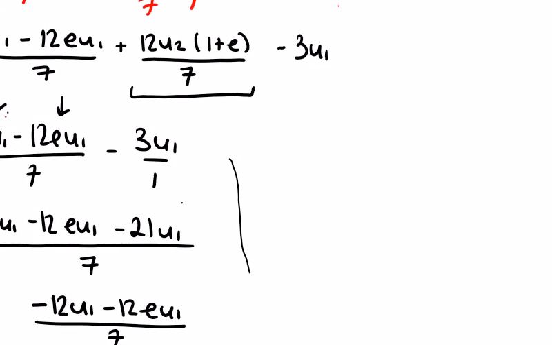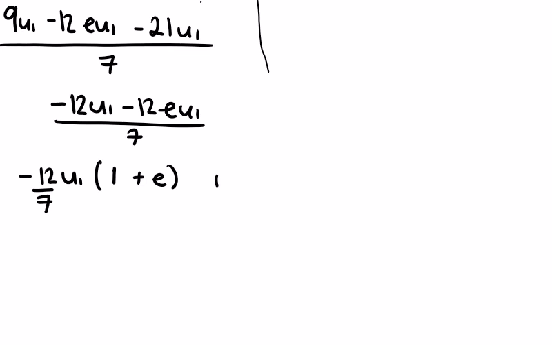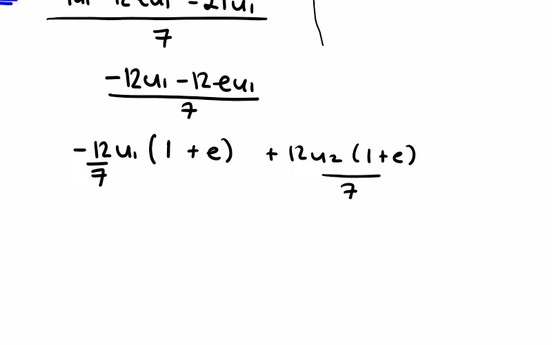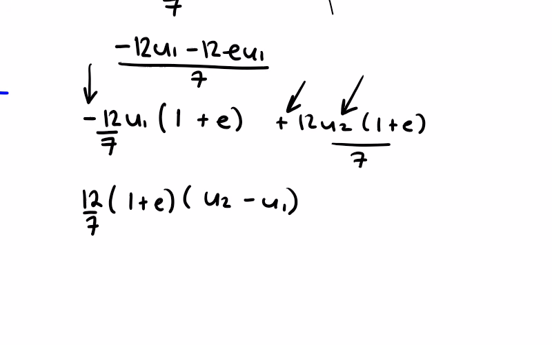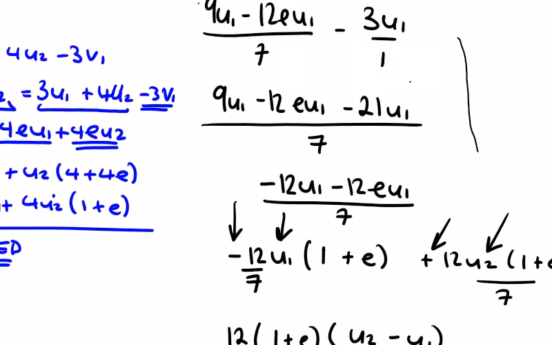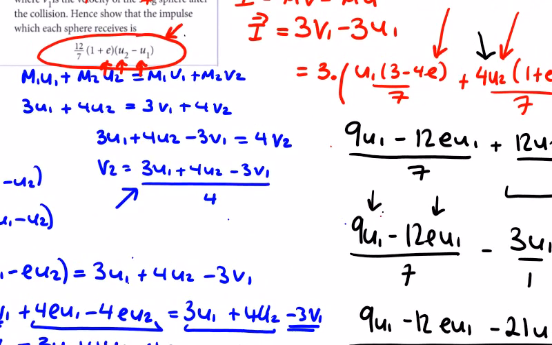And then if I bring this expression down, what do we have? 12u2 times (1 plus e) over 7 plus 12u2 times (1 plus e) over 7. So what can I factor out here? I can bring out 12 over 7 times (1 plus e). Both expressions have that. And then I need to multiply that by (u2 minus u1). The plus here is plus u2 and the minus is minus u1. So that 12 over 7 is definitely the same as above: 12 over 7 times (1 plus e), (u2 minus u1). Lovely. We have it done.